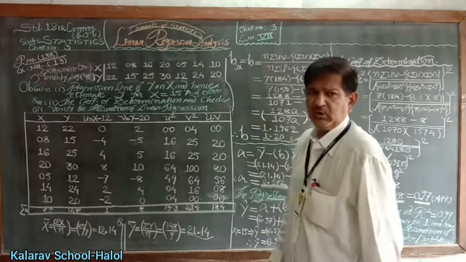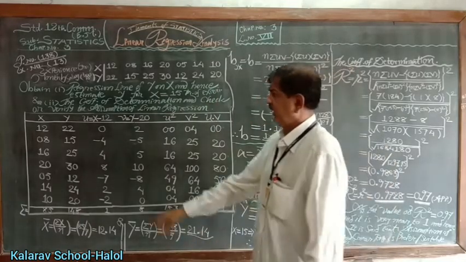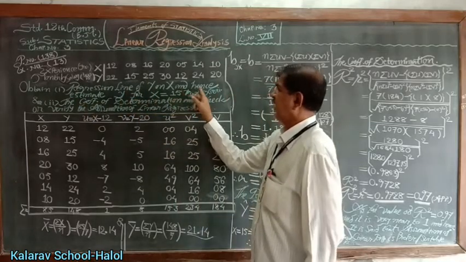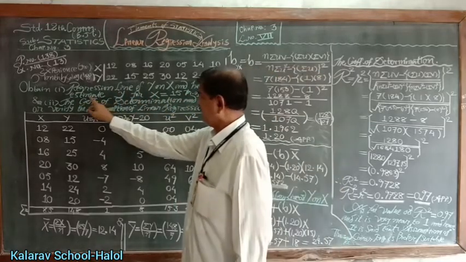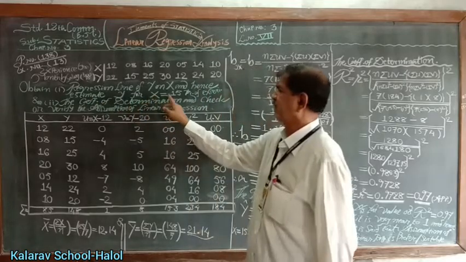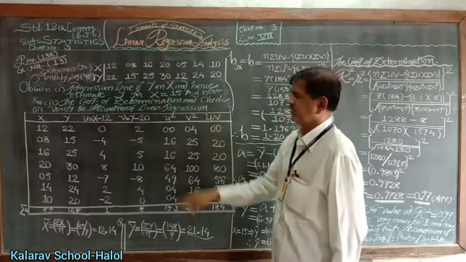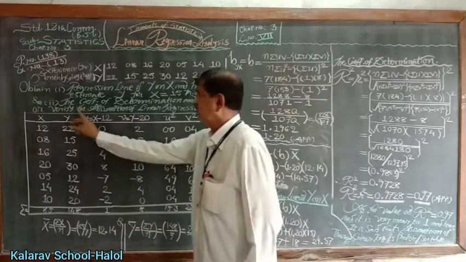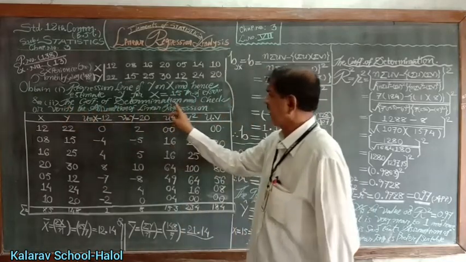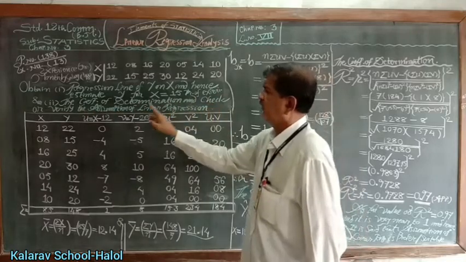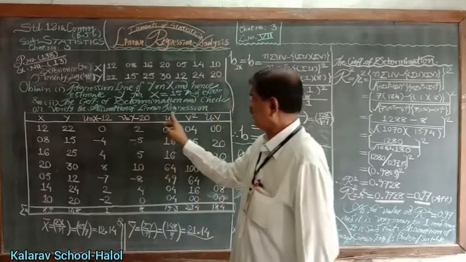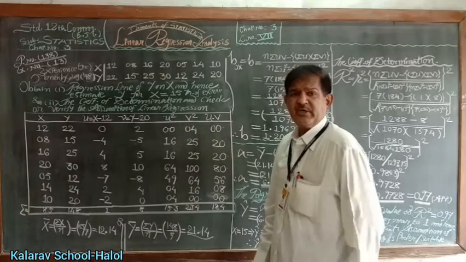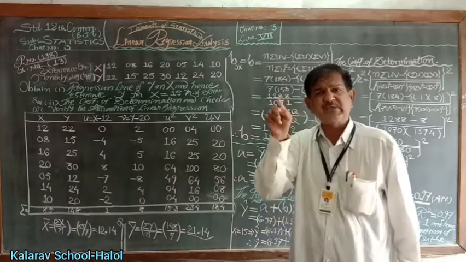We have to obtain, number 1, the regression line of y on x, and hence estimate the value of y for x equal to 15 years of experience. Second, we have to obtain the coefficient of determination and verify the assumption of linear regression.